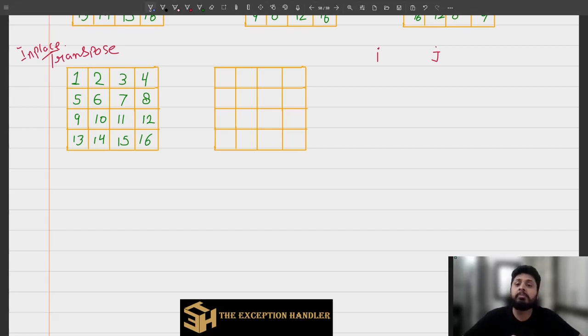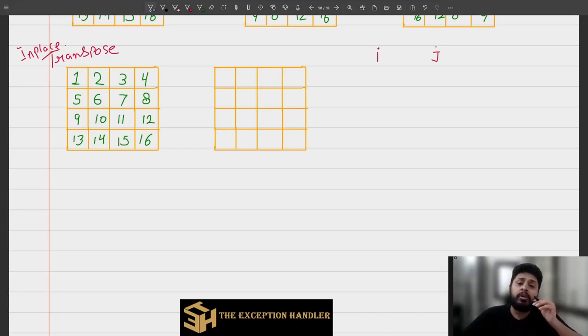It cannot happen for a non-square matrix, that is a rectangular matrix, because in that the number of rows is different from the number of columns, so the resultant matrix will have a different shape. But for a square matrix, the shape remains the same.